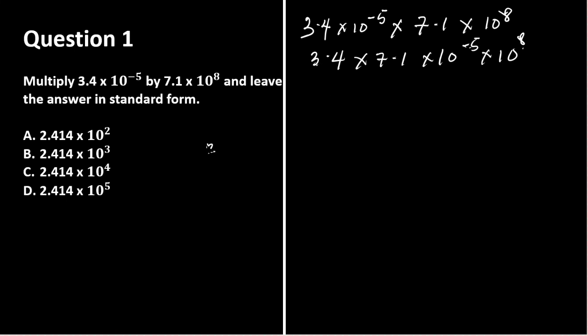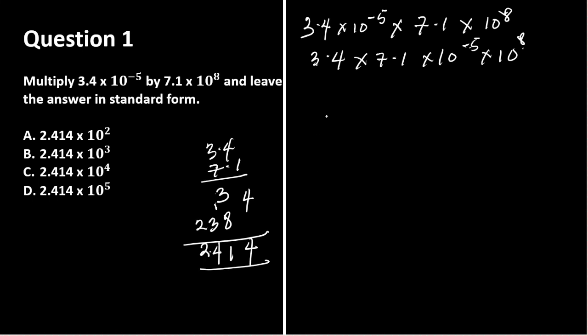Let's multiply that first. That's 3.4 times 7.1. That becomes 4 times 1 is 4. 3 times 1 is 3. Then I have 7 times 4 again. That's 28. I've carried 2. 7 times 3, that's 21. Plus 2, that's 23. Then we can sum up. 4 plus 0, that's 4. 3 plus 8, that's 11. I've carried 1. 1 plus 3, that's 4. And here is 2. So that is 2, 4, 1, 4.